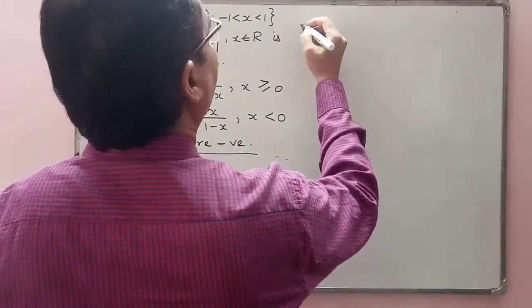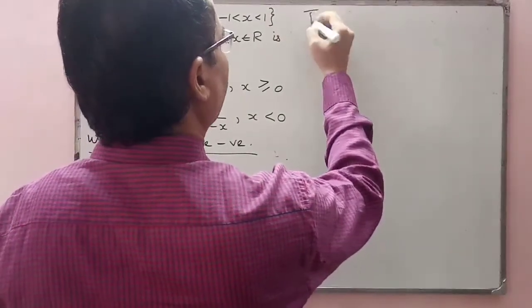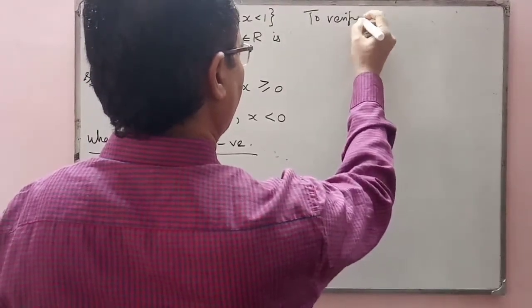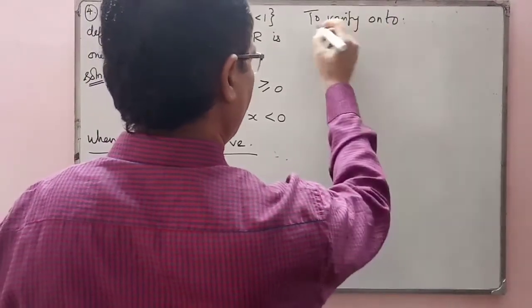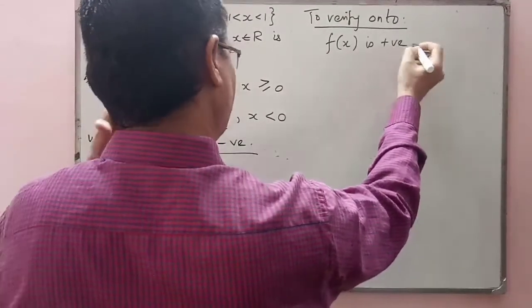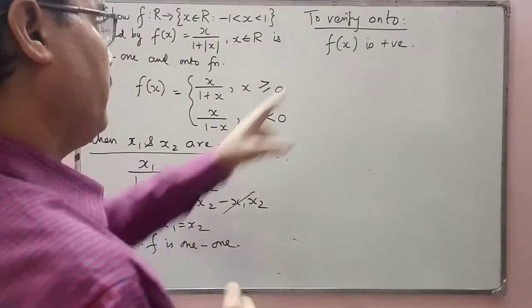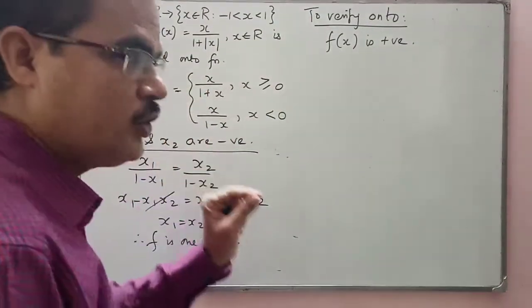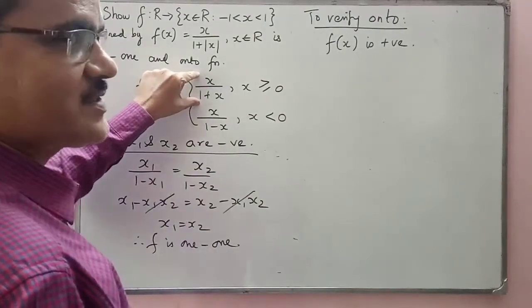Let us start. To verify onto. When y is positive, or when f of x is positive, you have to take this formula, because in this case only f of x is positive. I told you to recall that, right? So this is positive. Very good.